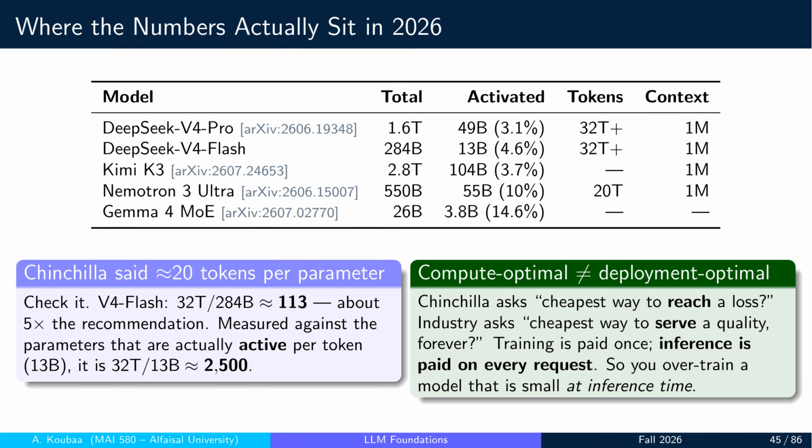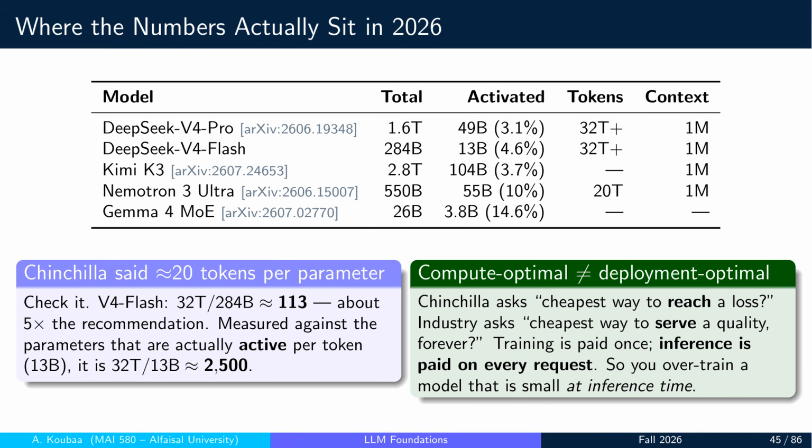Now, the arithmetic in the left box. Chinchilla said about 20 tokens per parameter. Take V4 Flash, 32 trillion tokens divided by 284 billion parameters is about 113. That's roughly 5 times the recommendation. And measured against the parameters actually active per token, 13 billion, it's about 2,500. So has everyone ignored Chinchilla? No, they answered a different question.